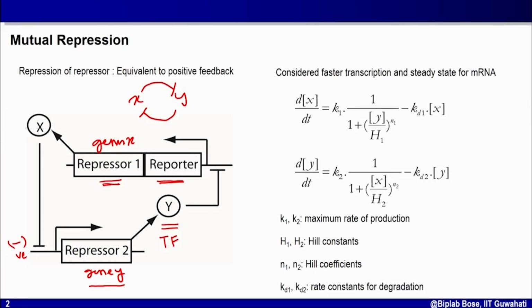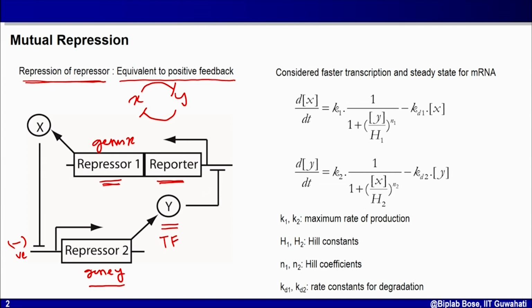Even if we forget about this GFP, we can still analyze and understand the behavior of this system. In essence, this system is made up of mutual repression. X is repressing Y, Y is repressing expression of X. So in other words, as it is a mutual repression, it is a repression of repressor. Y is a repressor of X and X is repressing Y. So it is equivalent to having a positive feedback.